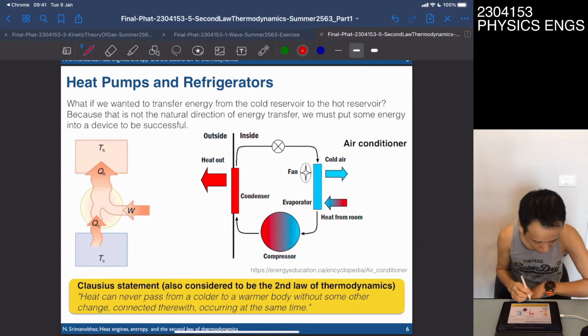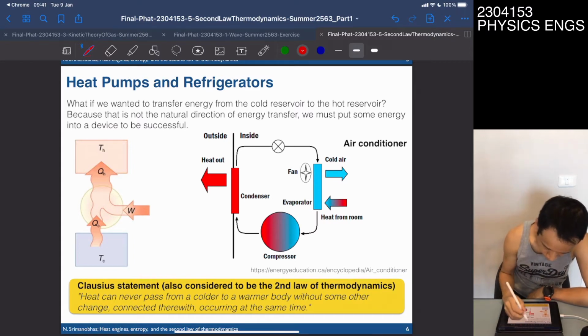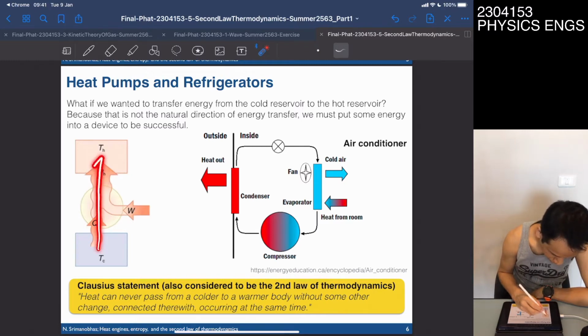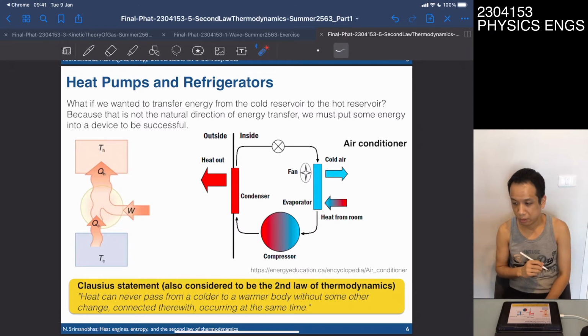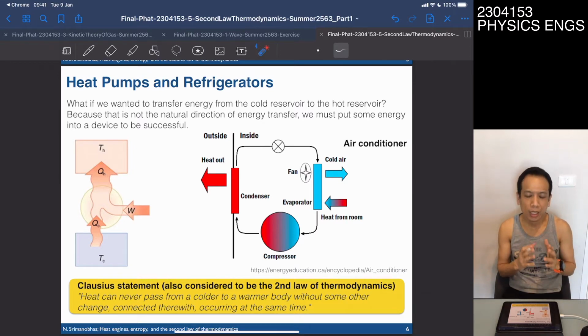Okay, so if you're looking at the diagram, you have the heat that you want to transfer from the cold to the hot. However, this does not happen if you don't put any work there. So this is an example of the air conditioning and the heat pump, for example, or the refrigerator, which is the same thing, right? The refrigerators and the air conditioning are the same thing.